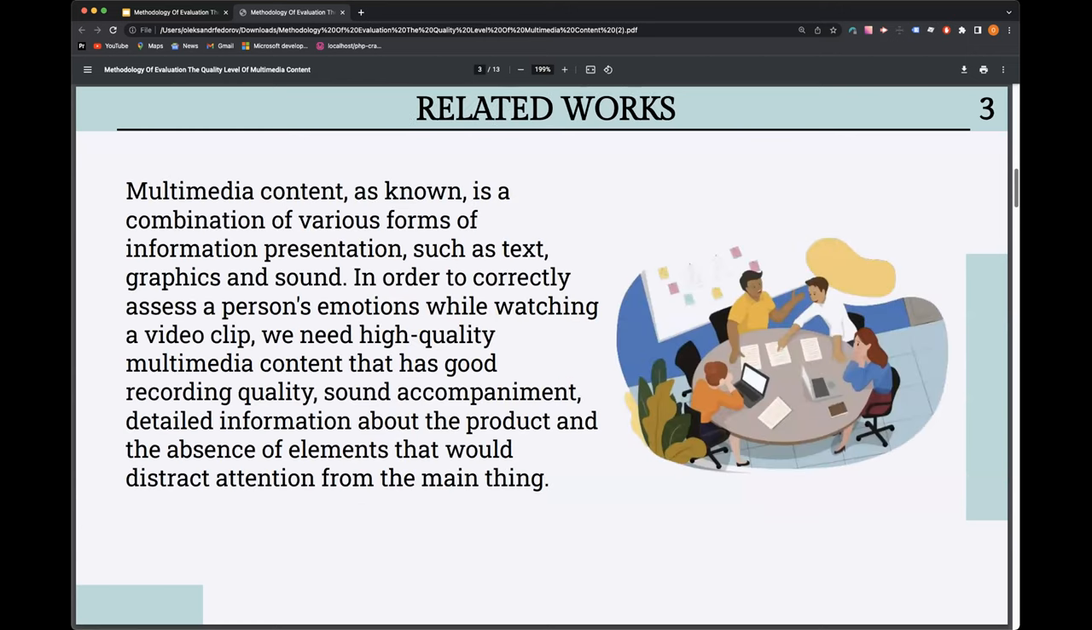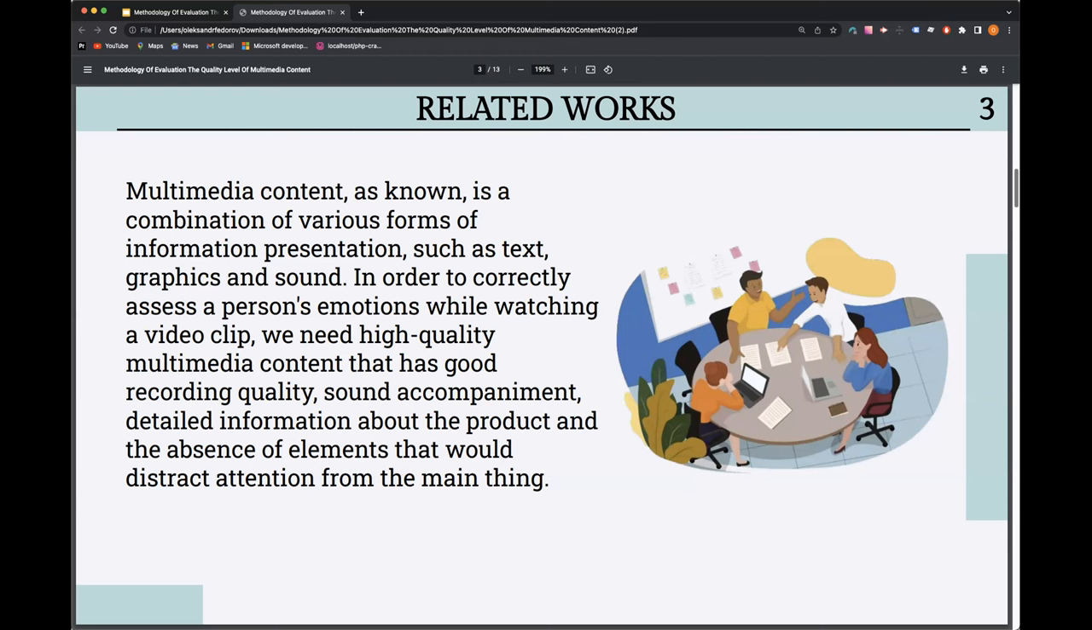Multimedia content, as known, is a combination of various forms of information presentation, such as text, graphics, and sounds. In order to correctly assess a person's emotions while watching a video clip, we need high-quality multimedia content that has good recording quality, sound accompaniment, detailed information about the product, and the absence of elements that will distract attention from the main video. Such multimedia content is an important component of obtaining correct data when evaluating a given multimedia content by a formed focus group.